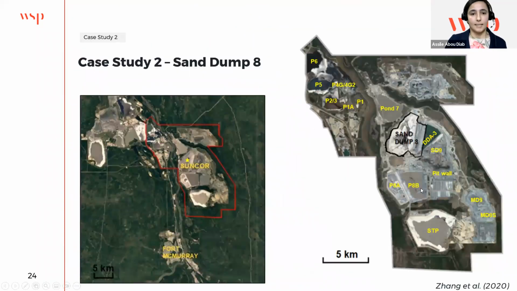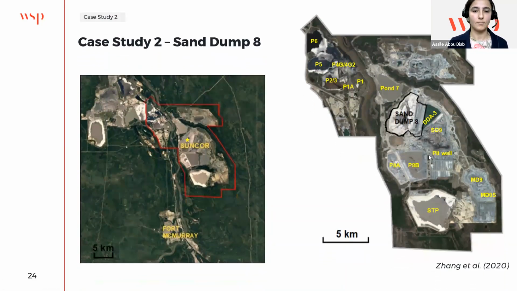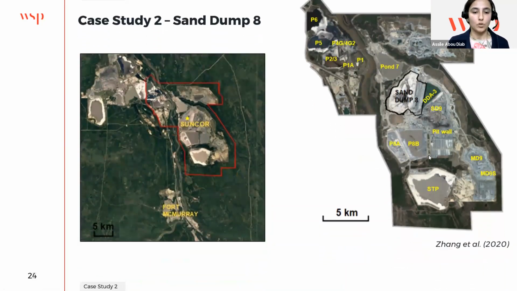Now the next case study is Sand Dump 8. Sand Dump 8 is another oil sand project up in Fort McMurray. So it is here, and this is a zoomed in view to Sand Dump 8, a plan view showing Sand Dump 8.